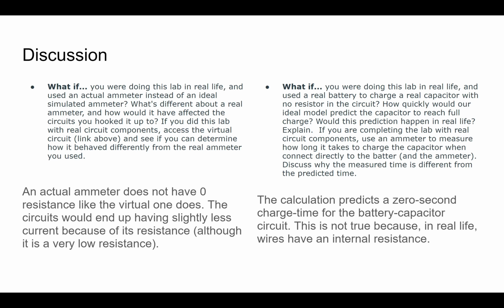And then if we were using a real battery to charge a capacitor and there were no resistor, right, the calculation would predict a 0-second charge time for the battery capacitor circuit. But this isn't true because we know that real wires have an internal resistance, so it wouldn't charge immediately.